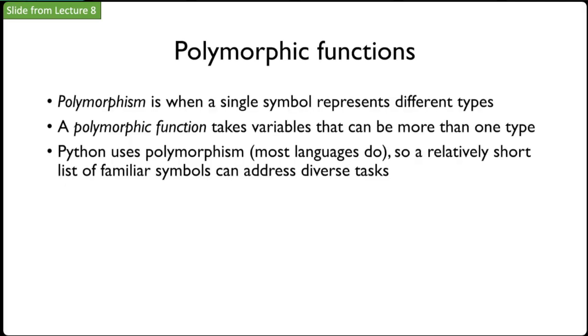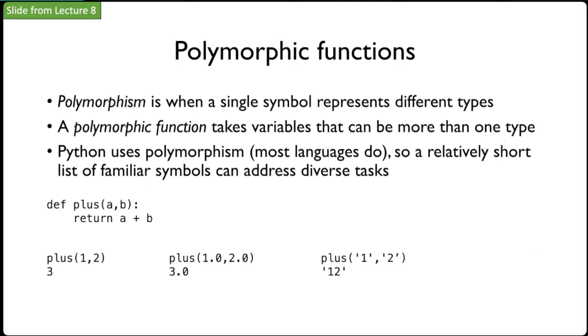A very important idea that we also talked about is polymorphism. This is when a single symbol represents different types. Polymorphic functions take variables that can be more than one type. So if you have a function in Python, a plus b, for example, if you give it things of different types, then you get different answers coming out.